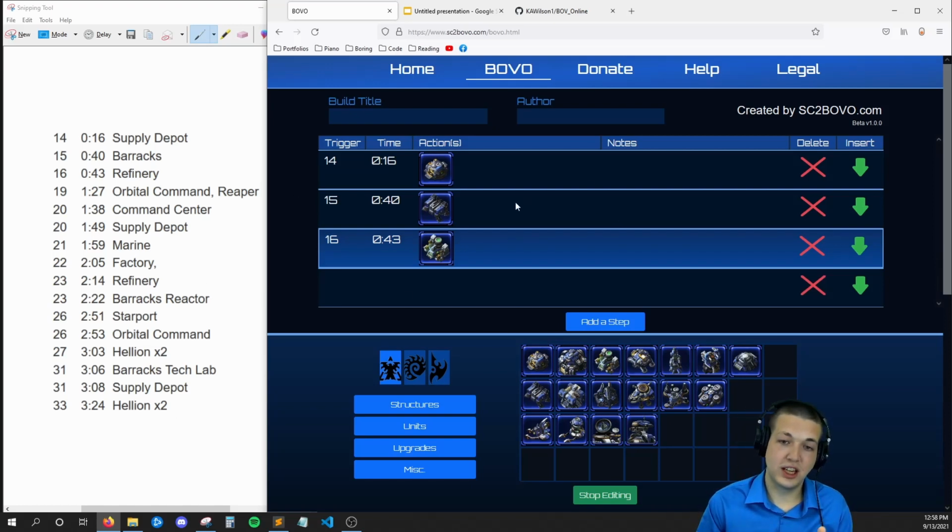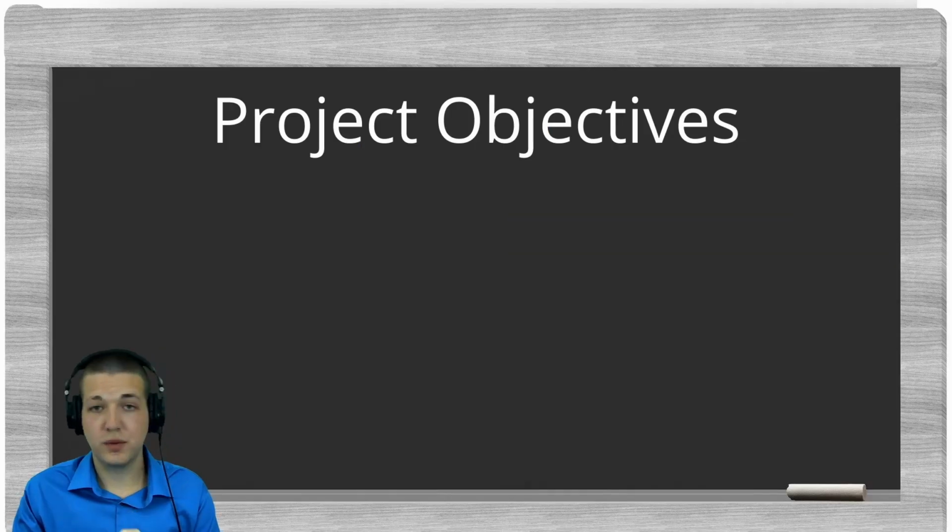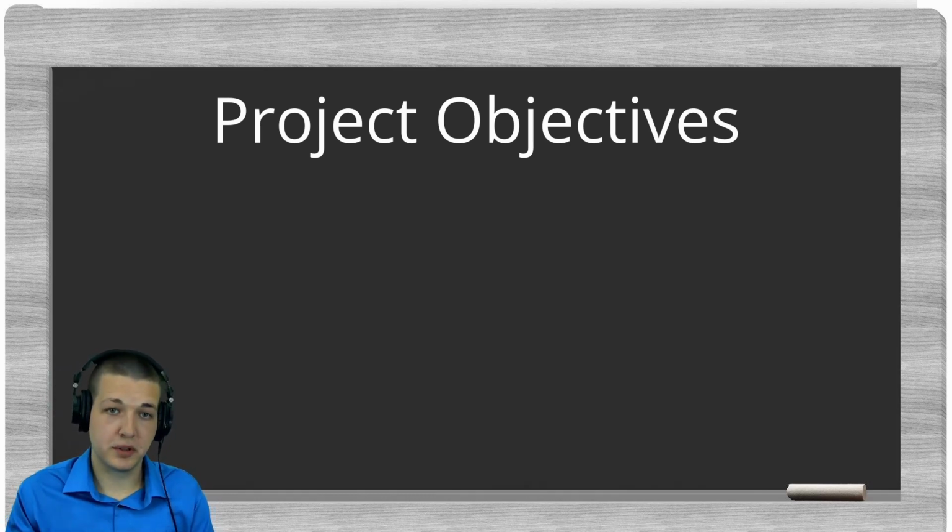This tool has allowed me to visualize the actions column by selecting the action from this bottom menu. So that was the what and why of Bovo, but now for the how. How did I go about building this project out?